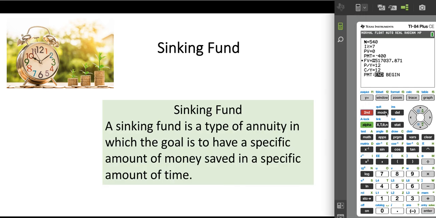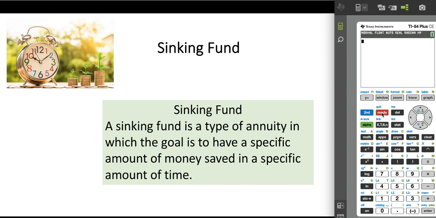So to get out of this menu, by the way, you press second and quit. Did you see that? Second and quit gets you out of that app. Okay, so I'll show you that again in case you missed it. So once you're in the app, to get out of it, press second and quit. And that gets you back to the main screen.